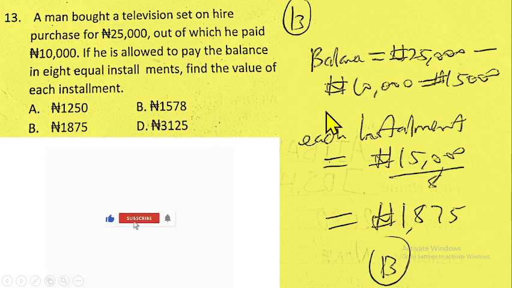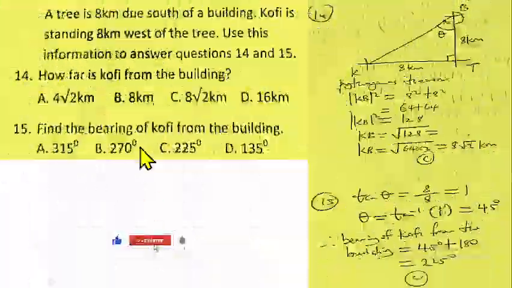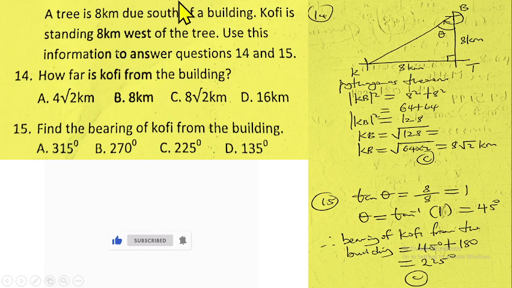So that means he is still owing 15,000 naira. If the balance is now paid in 8 equal installments, all you need to do is to divide the balance by 8. That will give us how much he's going to pay on each installment. So that will give us 1,875 naira for each installment. So option B is the correct option for question number 13. Question number 14 and 15 are basically on bearing. A tree is 8 kilometers due south of a building.